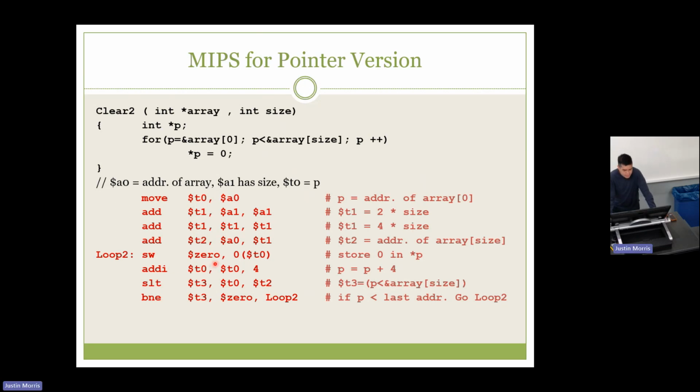Then in our loop, we simply store 0 to the current address. And then we're going to increment the address directly by 4 to get to the next address. Now we're going to check, are we at the end? If we're not at the end, then store a 0, increment again.